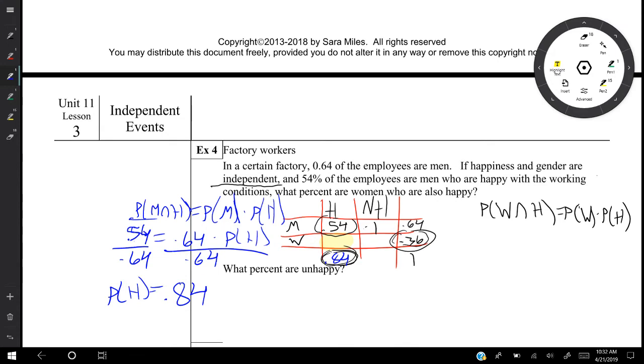Well, if I have that number, I almost don't even need to do this calculation over here. I just needed that number. And now that I have that number, that's 0.3. Easy.